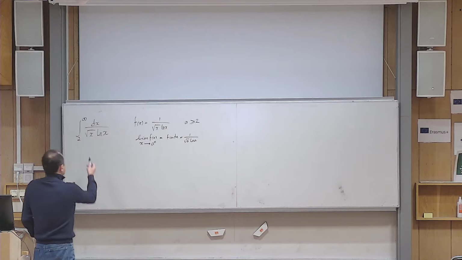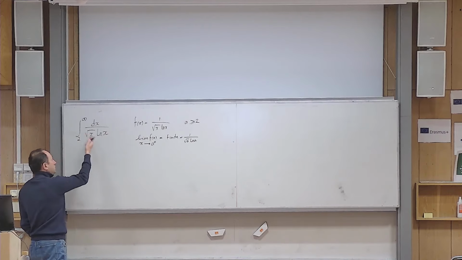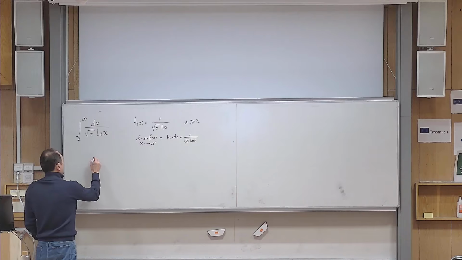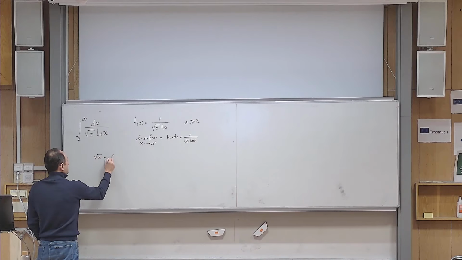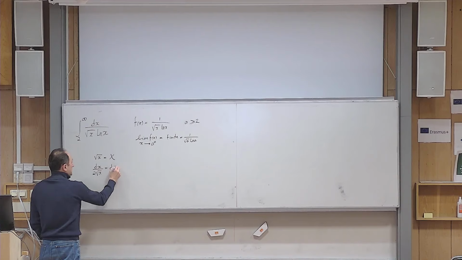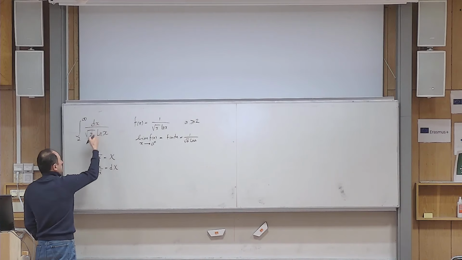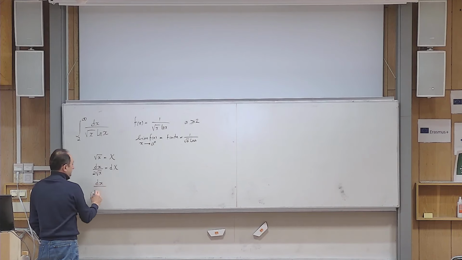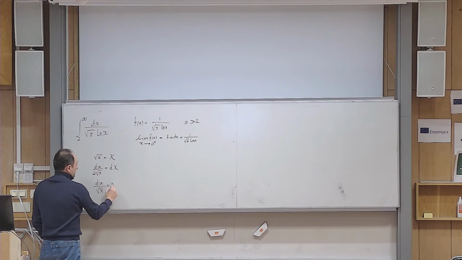Okay, one way to do it is to start working with this integral and do some substitution. So for example, let us take the square root of x to be capital X. Then what happens if I differentiate both sides? This becomes dx over 2 square root of x equals dX. And because dx over square root of x is something I need, I multiply everything by 2. Then I will get this expression.